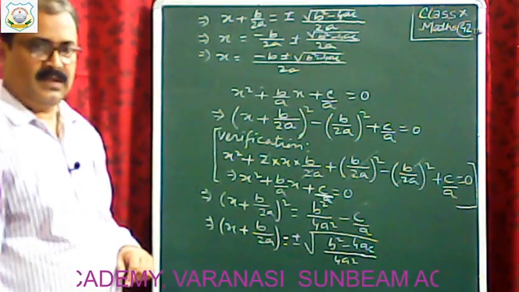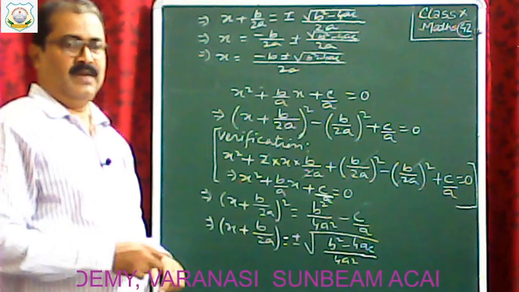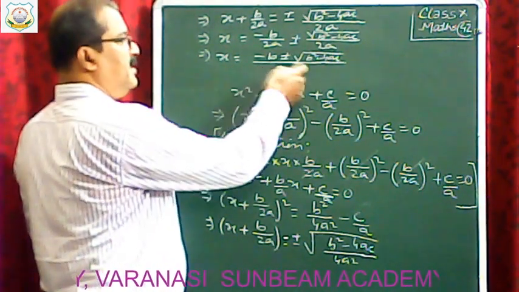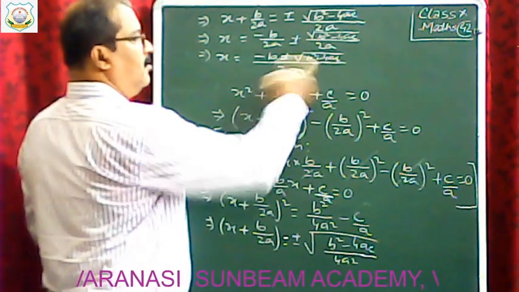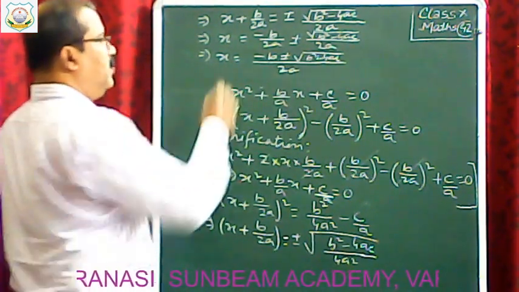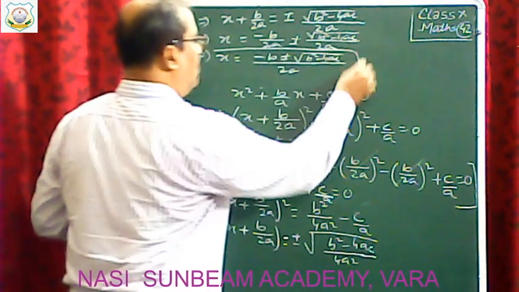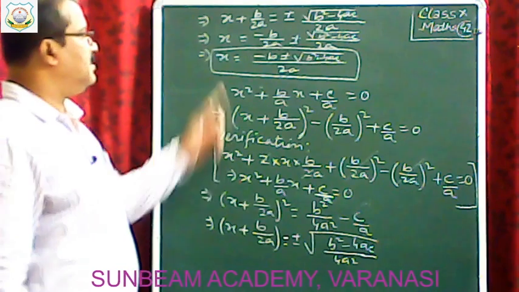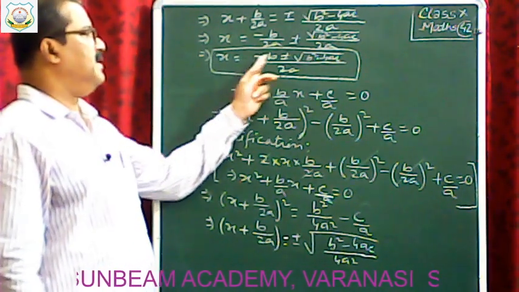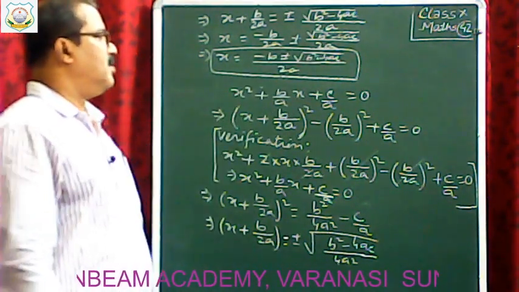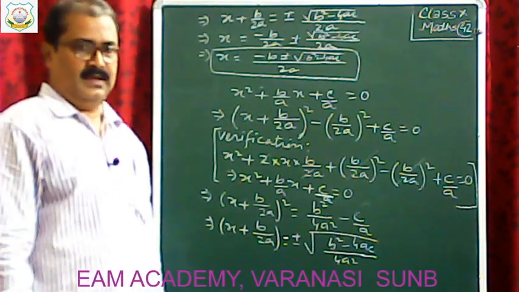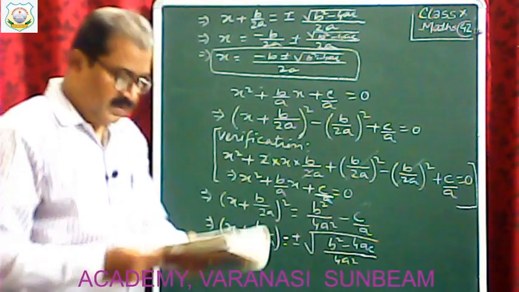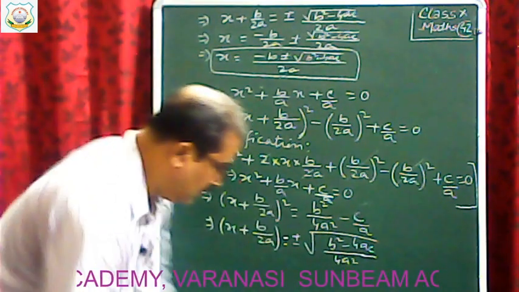In this way you have to find the roots of the equation by the completing the square method, and this x equal to minus b plus minus square root b square minus 4ac whole upon 2a is known as the quadratic formula also. Whenever you have to use the quadratic formula, you have to use x equal to minus b plus minus square root b square minus 4ac whole upon 2a. Clear? So both the methods are given, I think.